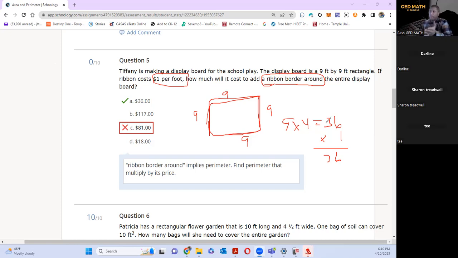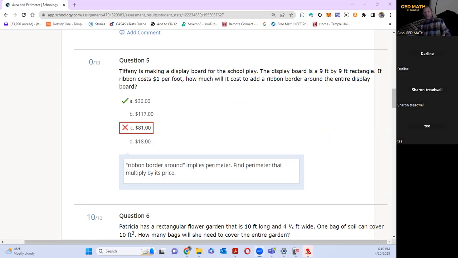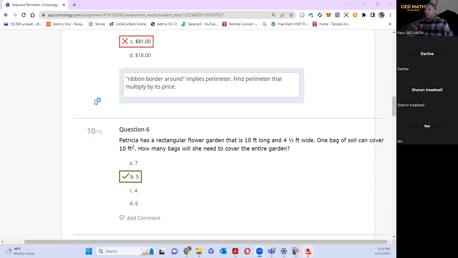So the perimeter is 36, and because it's $1 per foot, it'd be 36 times 1. If it was $2 per foot, you'd do 36 times 2. Right. Okay. So that's that. Again, by practicing and seeing these small mistakes that a lot of people are making, this is why you take the quizzes, take these assessments over. So when you get to your test, you won't make those small mistakes.